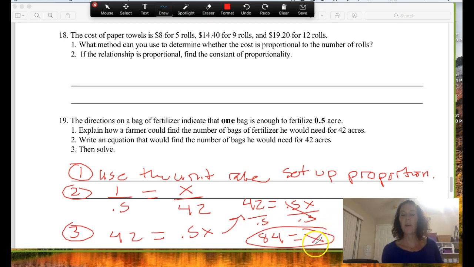And think about it, see if that makes sense. If 1 bag covers half an acre, how many bags would you need for 42 acres? Well, 1 bag covers half an acre, so 2 bags would cover a whole acre. So basically you need to double it. So if I need 42 acres, I need 84 bags, right?